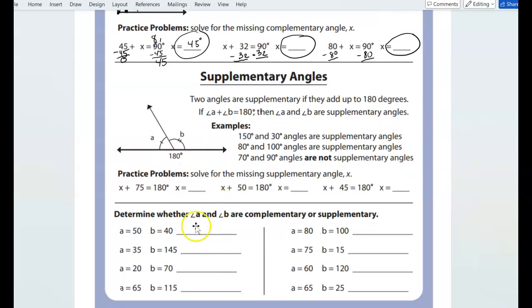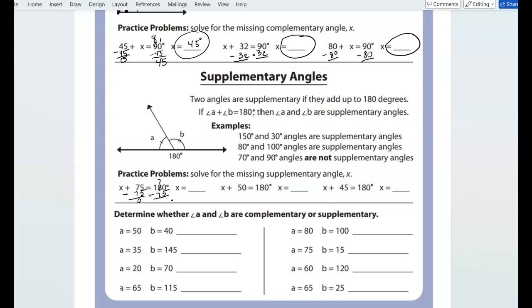Let's do some practice problems, and I'm just going to kind of repeat the pattern of what I've done before. Already have these equal to 180 degrees. We're solving for x. Solve for the missing supplementary angle. So let's say we know we have a 35 degree angle. What is the other angle that equals 180 degrees? So we're going to do the opposite or inverse operation of addition and subtract. We're going to subtract 75 from itself. That cancels out. What we do to one side of the equal sign, we do to the other.